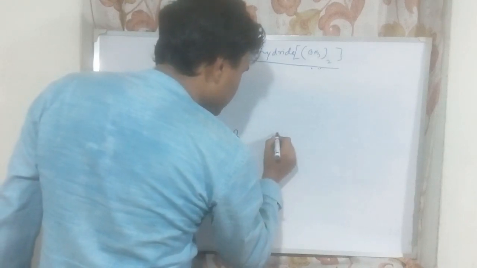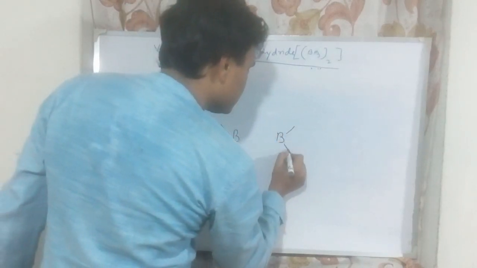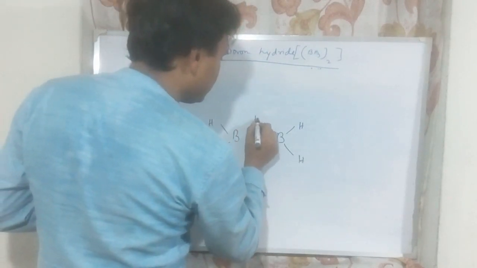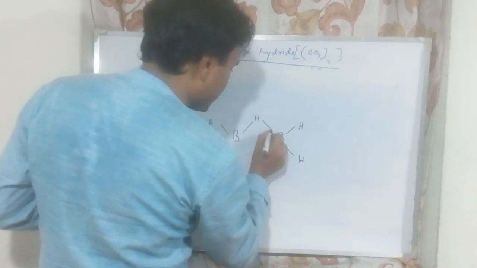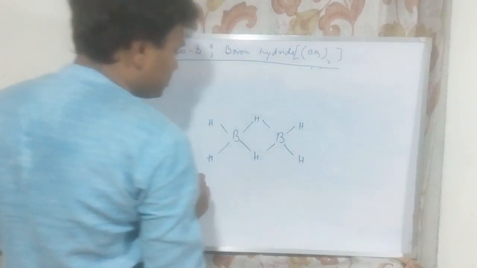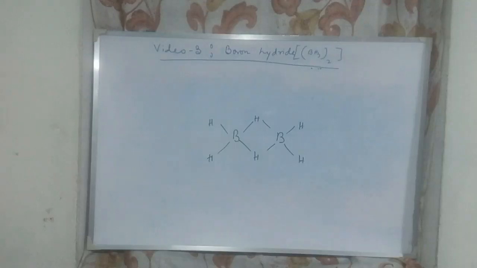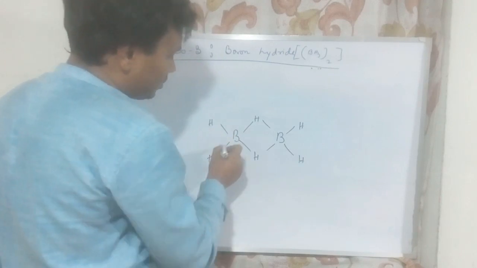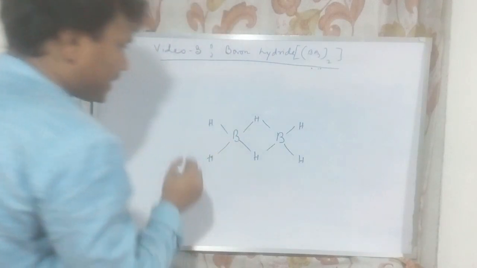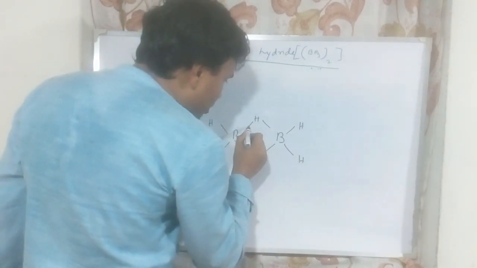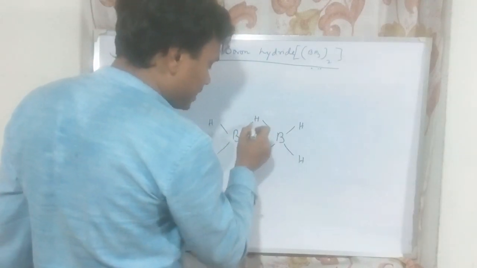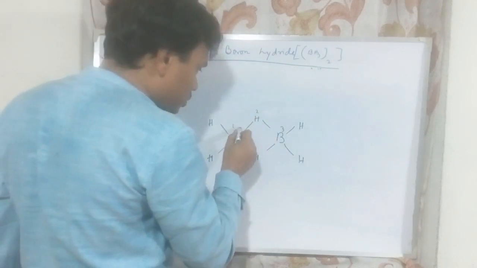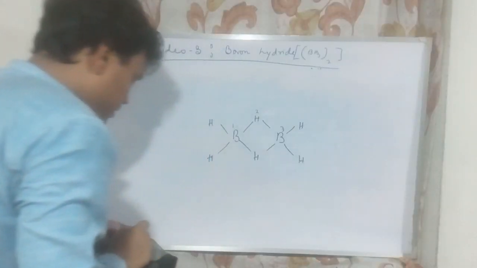So let's draw the B2H6 first. This is boron, this is hydrogen, this is hydrogen, this is hydrogen, this is hydrogen, and here two bridge hydrides. These hydrides are bridging between these two boron atoms. It is expected that this bridge hydride will be weaker compared to this. So let's see. Actually, here the one bond pair, that is 2 electrons, is shared by these three centers, center 1, center 2 and center 3, and it should be drawn in a different way.